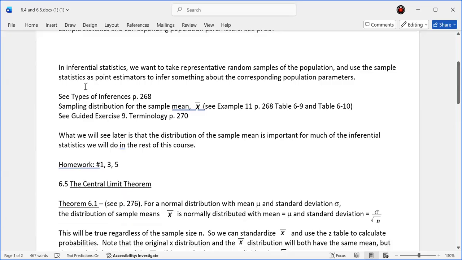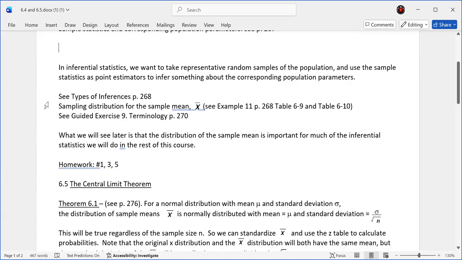So what we're going to be doing in inferential statistics when we start doing confidence intervals and hypothesis testing and chi-square testing, for example. So in inferential statistics, we want to take representative random samples of the population and use the sample statistics as point estimators to infer something about the corresponding population parameters. Like, we're going to use the sample mean to infer something about what is the population mean within some error, plus or minus, right?